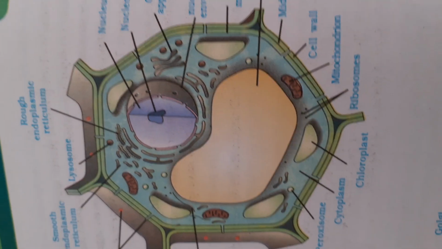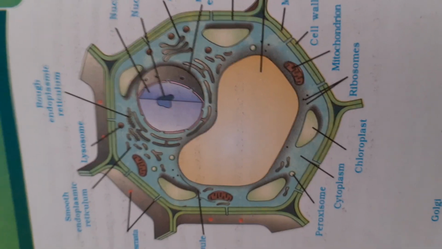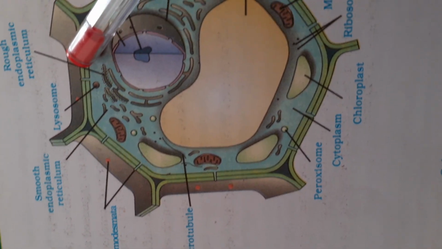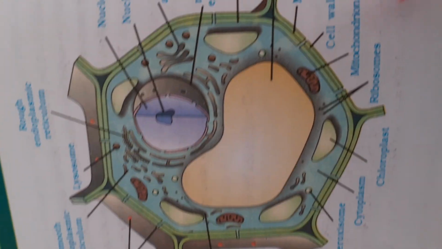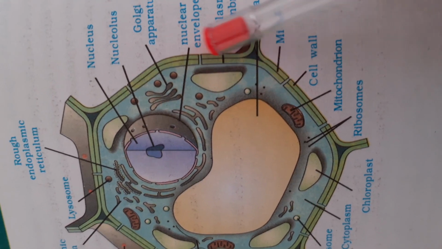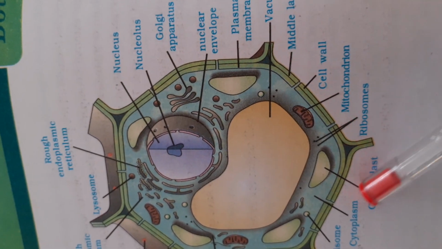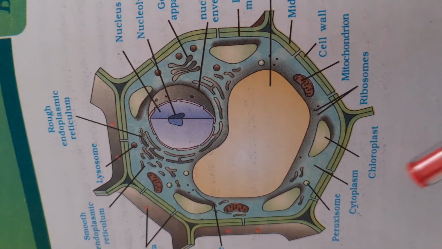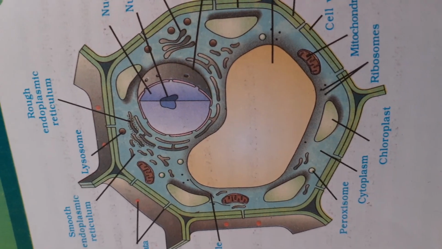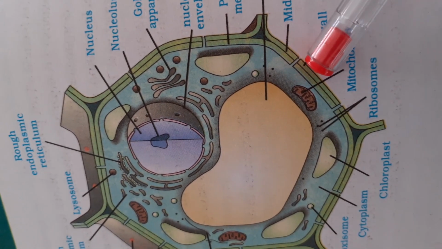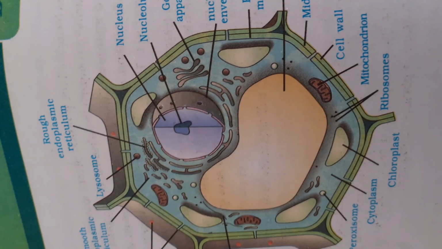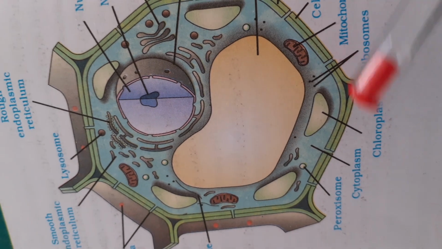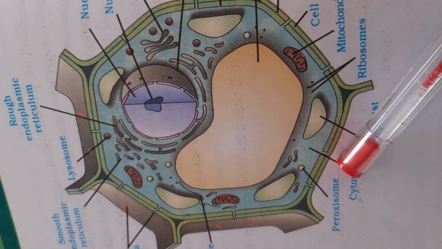Other structures: the plant cell contains an outer layer called the cell wall. See here, where is the cell wall? The outer portion is the cell wall. What is the function of a wall? The wall helps in protection. It gives protection to the plant and also gives shape to the plant cell. Then internal to the cell wall, you will have the membrane called the cell membrane. And inside that you will have the cytoplasm.